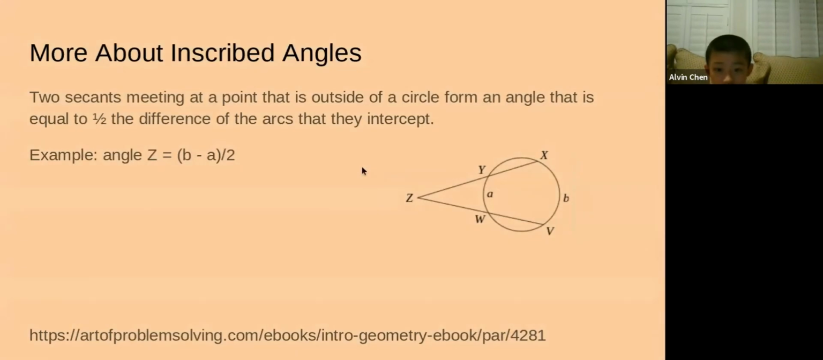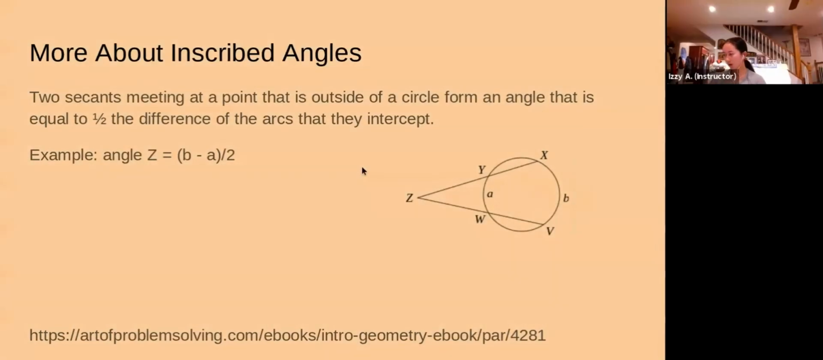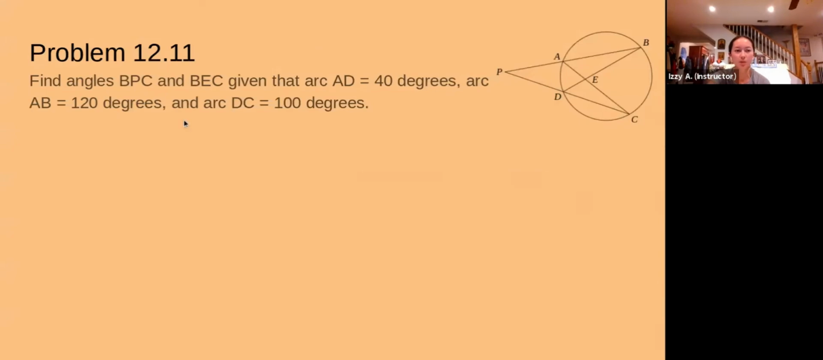Okay. So I'll make sure to go back to this slide while we're working on problems. So let's go to the next problem. In problem 12.11, we want to find angles BPC and BEC given that arc AD is equal to 40 degrees, arc AB is equal to 120 degrees, and arc DC is equal to 100 degrees. And if you want to go back to the previous slide, just give a shout out.